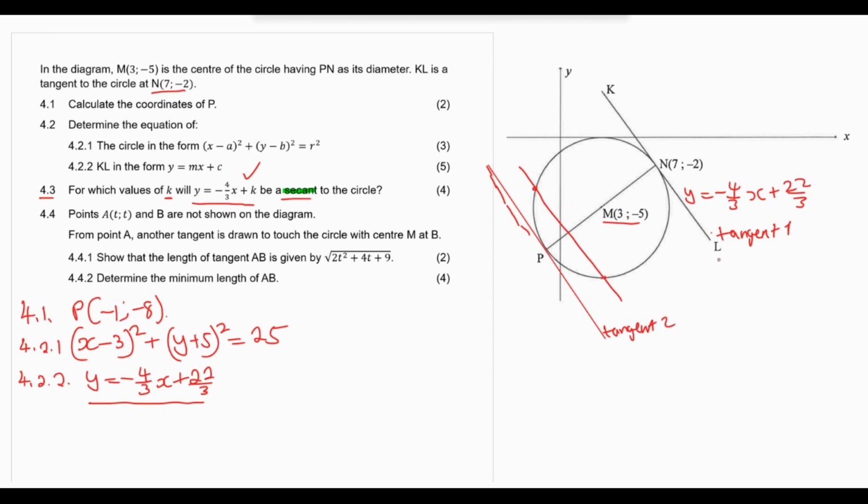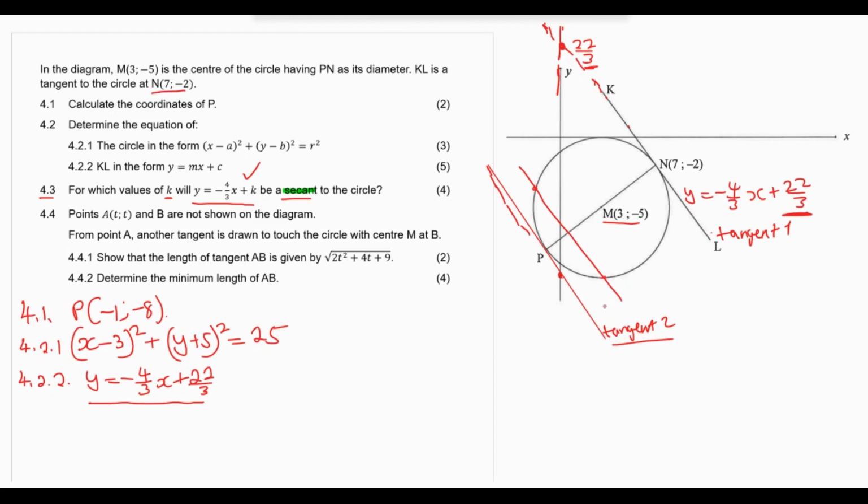So now we can find the value of k. If we extend this, we know that the y coordinate of the y-intercept is going to be 22/3, from the value of c there, because this is (0, 22/3). Now we need to find the equation of tangent 2 and also find the y coordinate of its y-intercept.